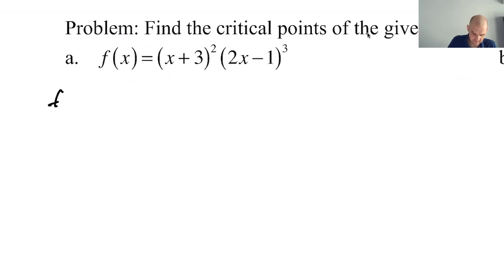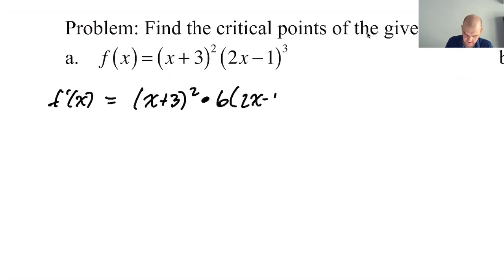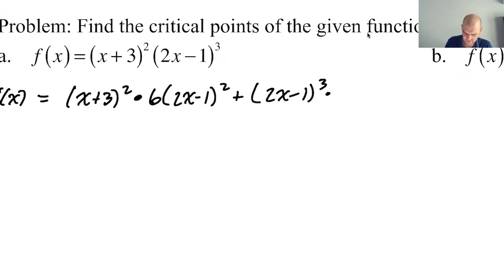So f prime, we got first derivative of the second. So it's going to be 3, but then you get another 2 from the chain rule. So 6, 2x minus 1 squared plus 2x minus 1 cubed. All right, so it's going to be 2 when you pick up a 1 from the chain rule, so nothing really. 2 times x plus 3.